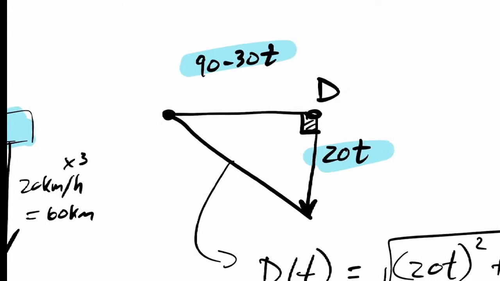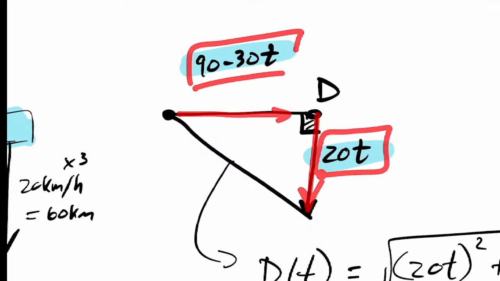Whereas the other boat has the opposite issue. The other boat is moving away from the dock, and every hour, the other boat is 20 kilometers further away from the dock. So it's going to be 20t. So one's going away from the dock, one's going toward the dock, illustrated by this function and this function.